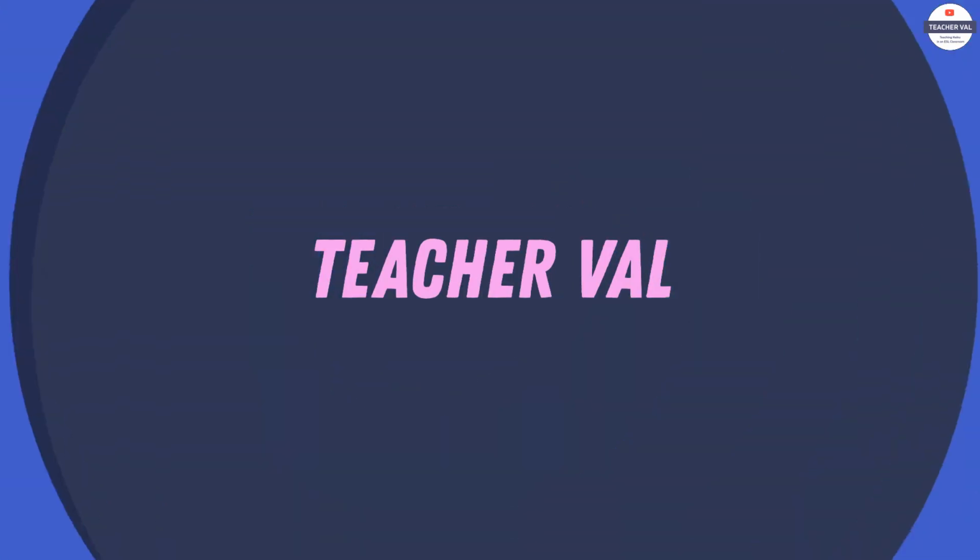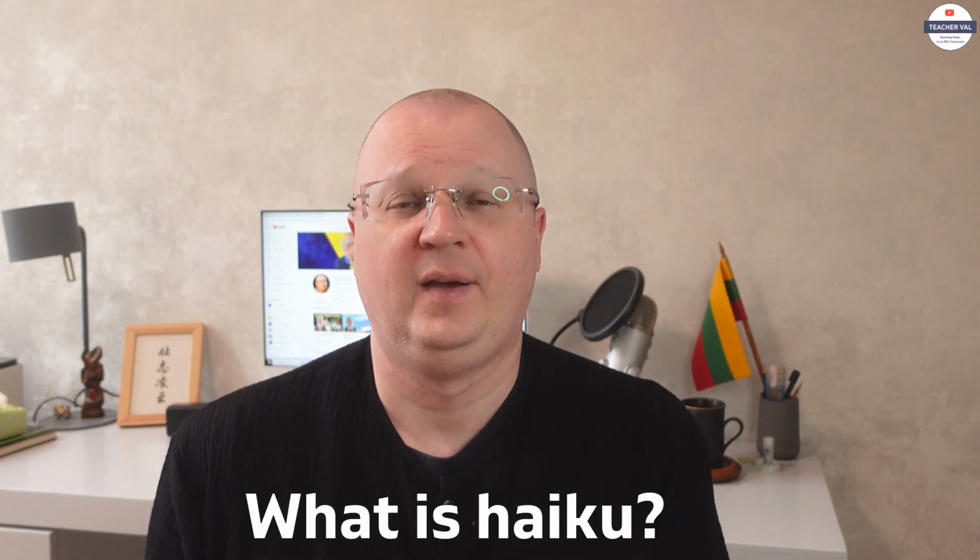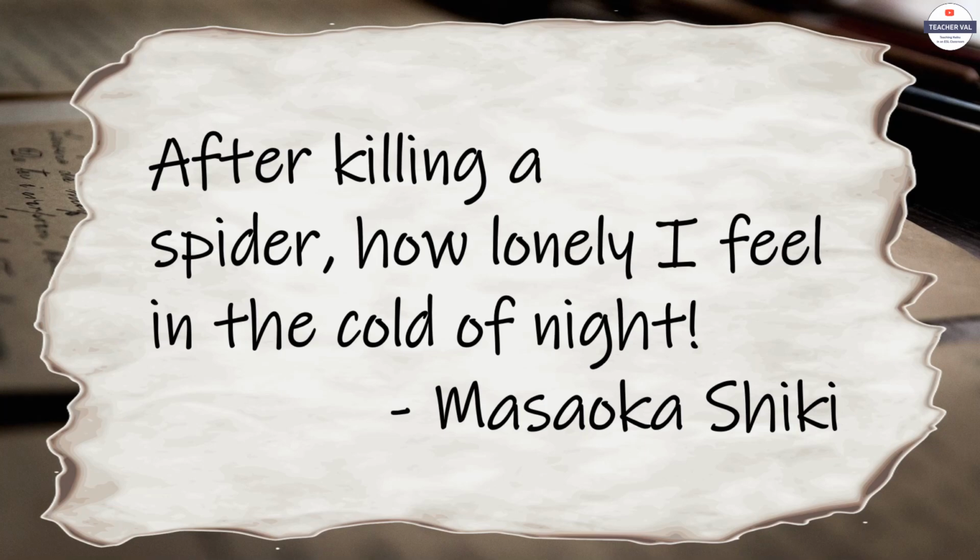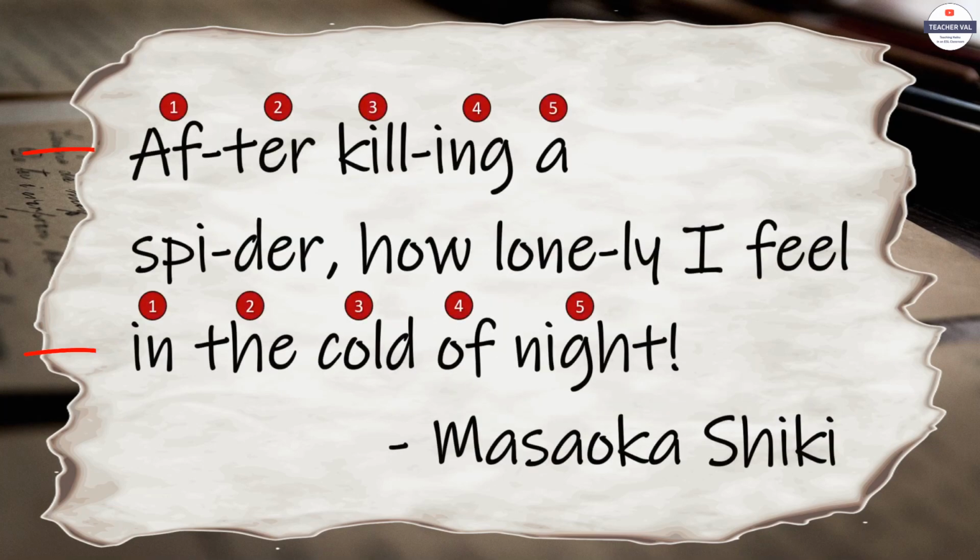In today's video, I will share some thoughts on how you can use haiku in ESL classes. What is haiku? Haiku is a traditional form of Japanese poetry that consists of 3 lines. The first and third lines are traditionally 5 syllables, and the second line is 7 syllables.